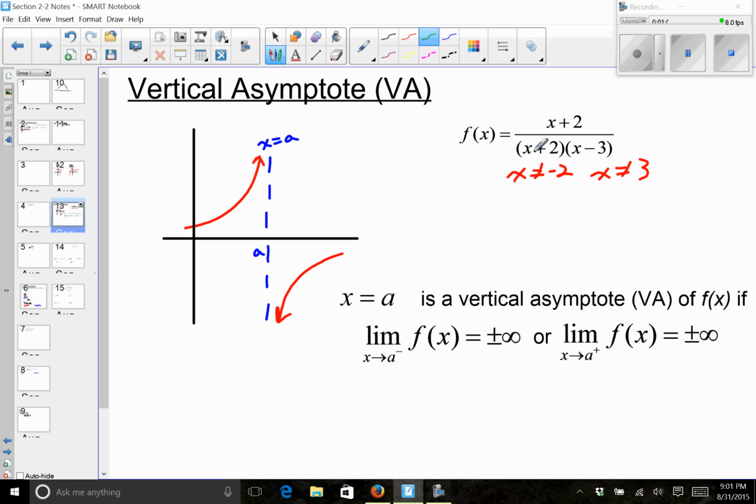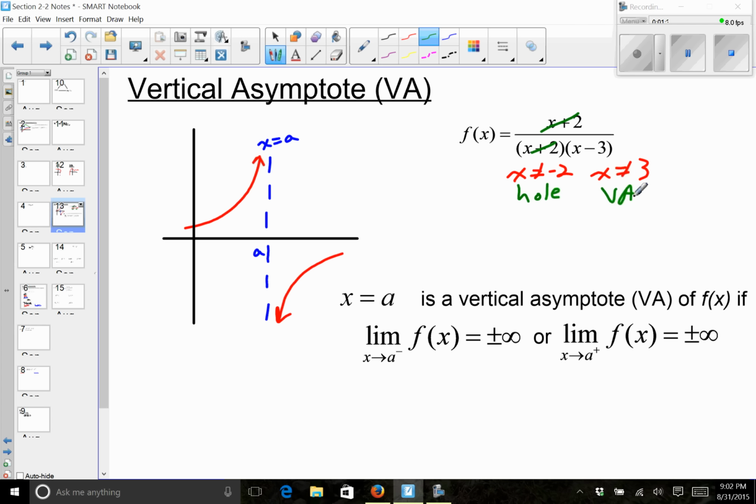But we see that the x plus 2 cancels out. Because of that, the discontinuity that came from the x plus 2 is actually going to be a hole. So if you remember, holes are discontinuities that get canceled out. But the x not being 3 came from x minus 3 that didn't cancel. That's going to be a vertical asymptote.